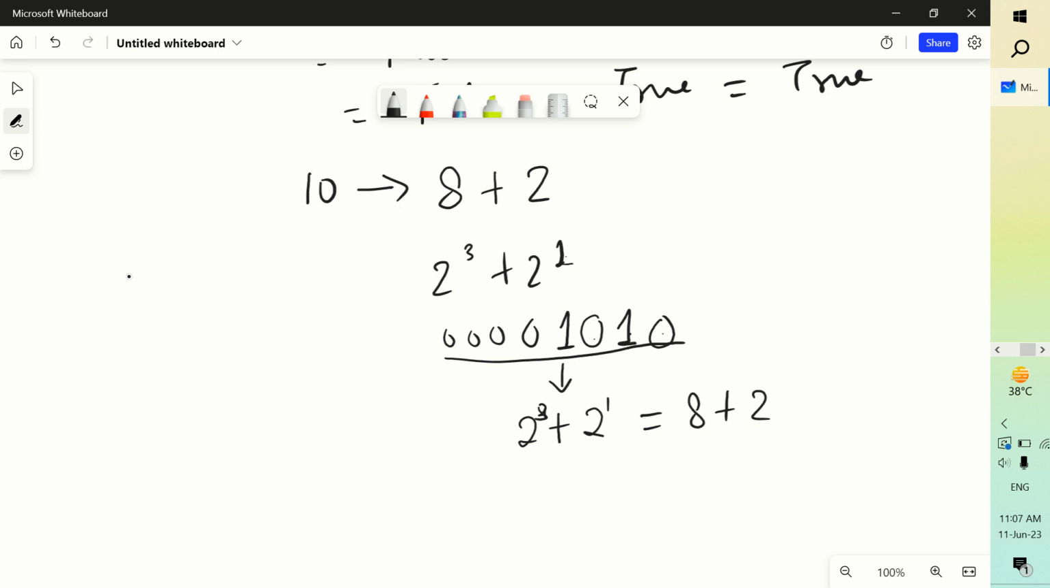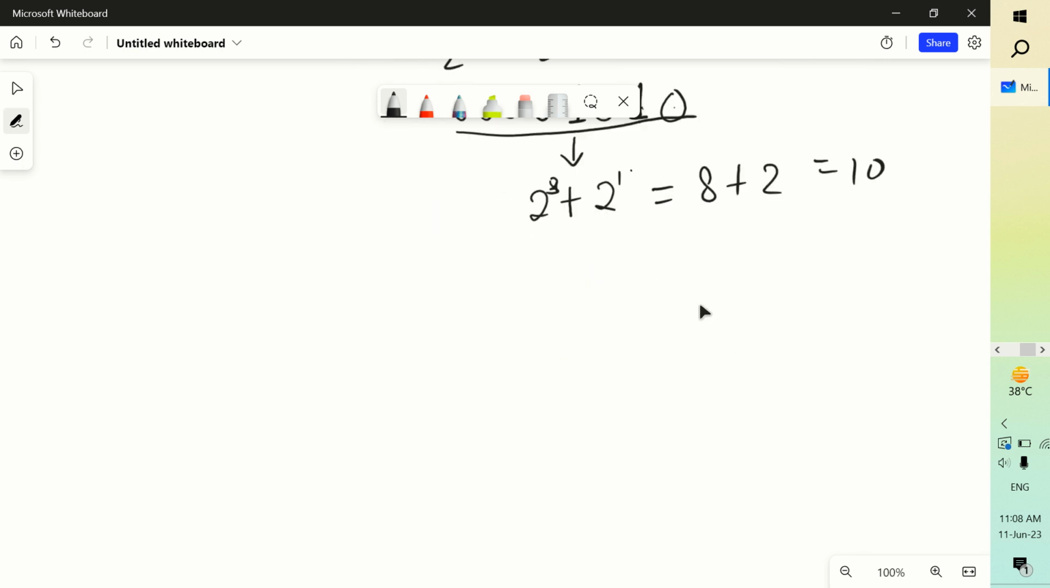So only at places where it is 1 we will raise 2 by that power. Only at those places where it is 1 we will raise 2 by that number of places. So at place 1 it is 1, so 2 raised to the power 1, and at place third it is 1, so 2 raised to the power 3. 2 raised to the power 3 is 8, and 2 raised to the power 1 is 2, so you will get 10. So from binary like this you can convert it into decimal.